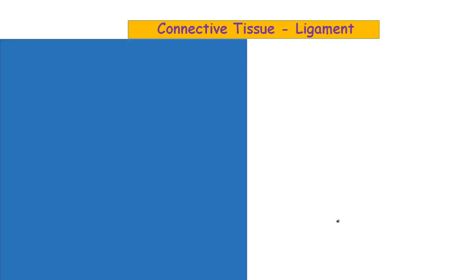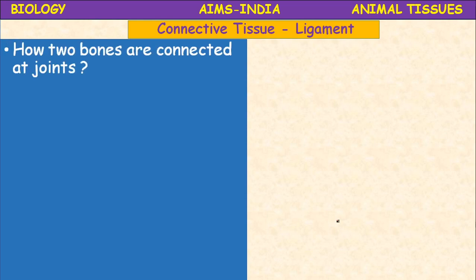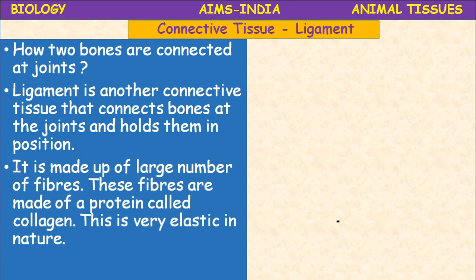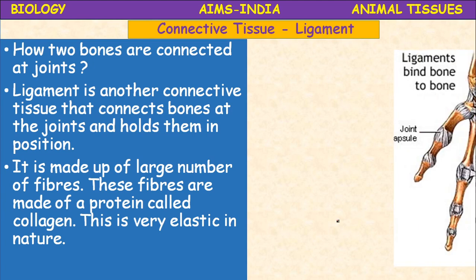Next, ligaments and tendons. These two are also connective tissue. How are two bones connected at joints? A ligament is another connective tissue that connects the two bones at the joints and holds them in position. It is made up of a large number of fibers. These fibers are made up of a protein called collagen. This is very elastic in nature.